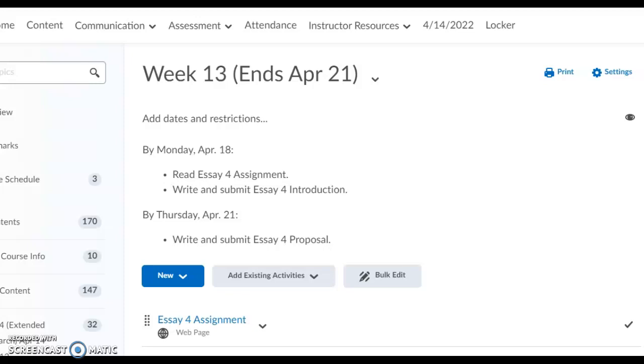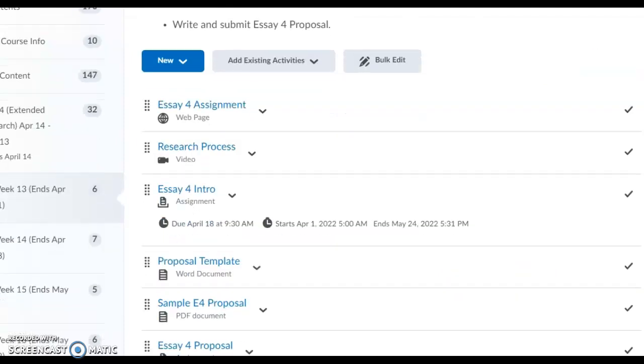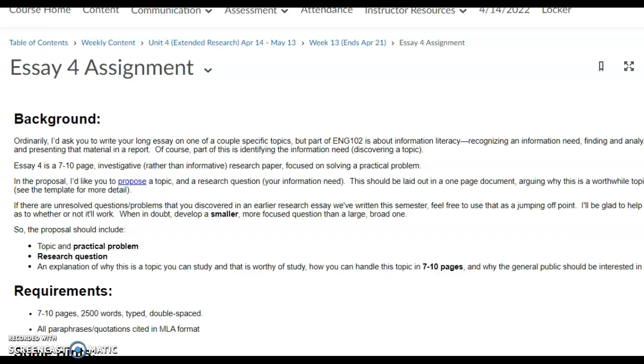You can see this is really all about SA4. We're going to spend the rest of the semester working on SA4, which is our long research project. Let's go ahead and take a look at the bits and pieces of this. You can see all of this is just laid out here. All right, so here we are, the SA4 assignment.